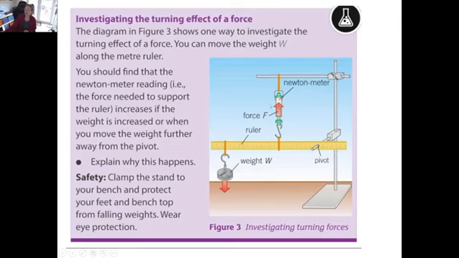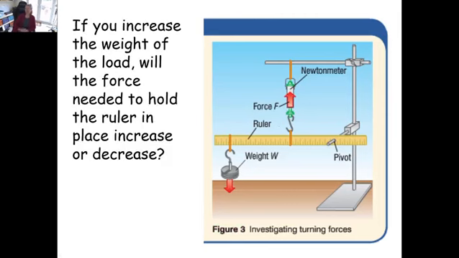And we've also got a newton meter here as part of the setup, so that we can actually measure the force that's being applied to that string to hold the ruler in place. So what would happen if we increase the weight of the load? Now, load is another name for the weight of the object that's creating the moment. So if we increased this weight, if we put more weights on there, what would happen to the force here to hold that ruler in place?